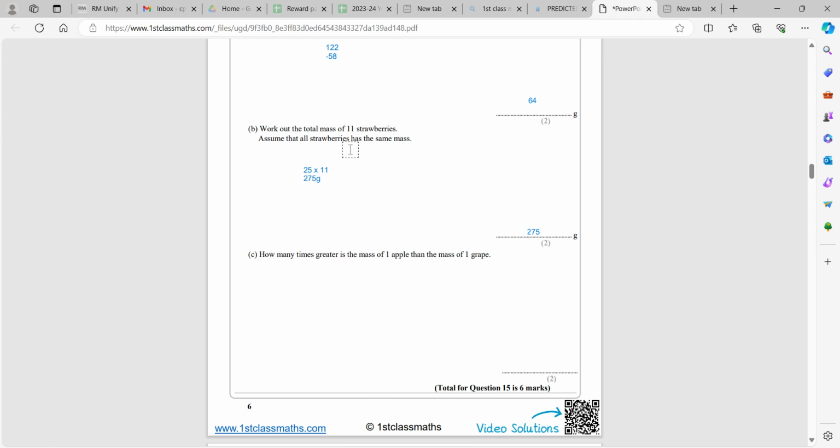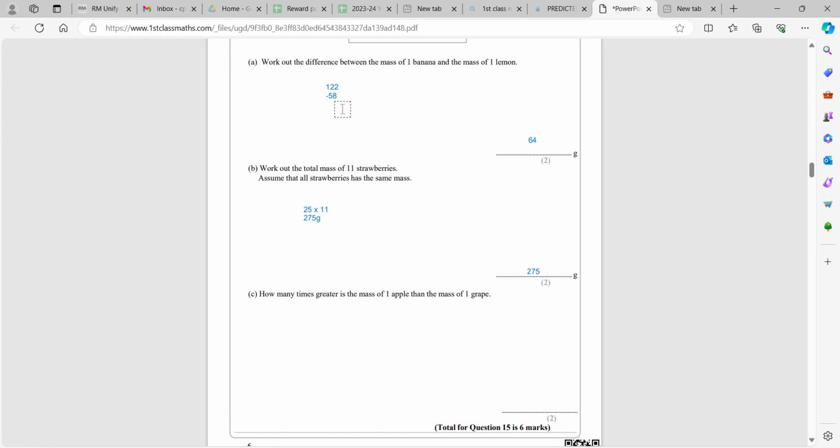And you would get a mark just for seeing this here, okay, for the 25 times 11 and intent to work it out. The same as this one here, the 122 minus 58 and intent to work it out. So have you shown them that you're starting to work that out?